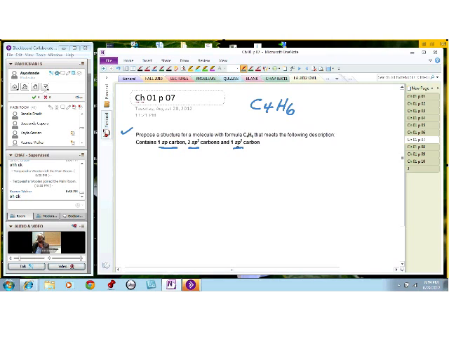Does anybody have an idea? We know that we have 4 carbon atoms. Do you want me to go ahead and draw the 4 carbons, right? Let me say 4 carbon atoms. Okay, so what do we need to do here? We need 1 sp3 carbon. So what do you want me to do for the sp3 carbon?